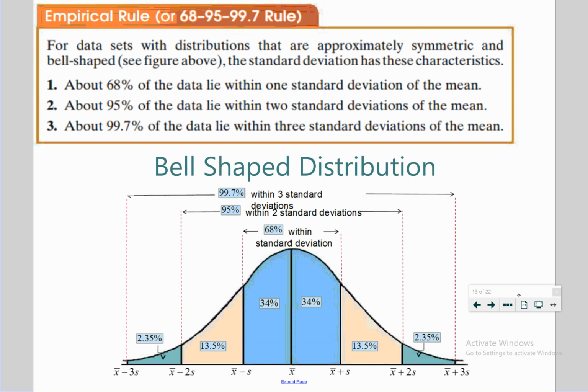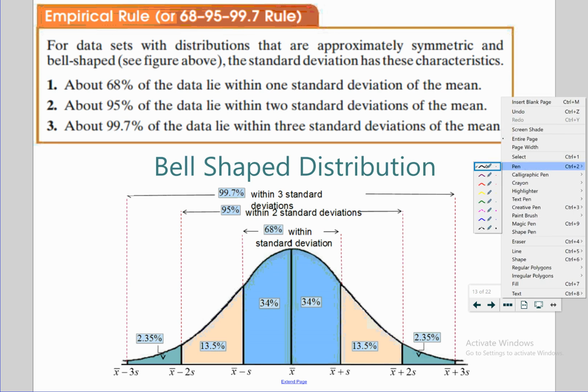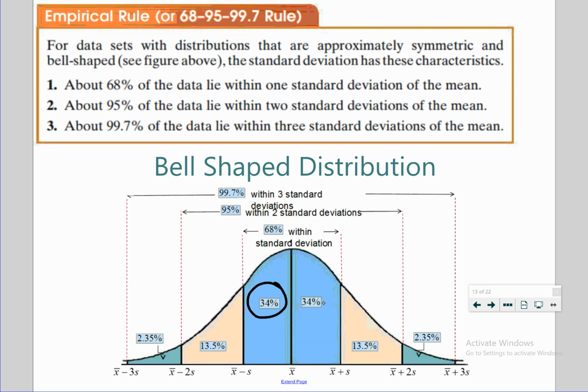What I want you guys to do on your purple packet, just on the front page there, is draw this picture, and I want you to include these numbers. Okay, so if 68% of the data is within 1 standard deviation, I can take that 68 and divide it in half and say 1 standard deviation to the left or 1 standard deviation to the right is 34% of my data on each side.